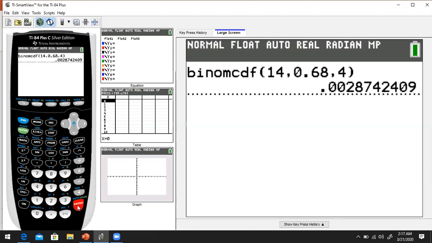So you can see that in this case, the probability is 0.0029. The probability is very low that in a group of 14 people, no more than 4 will say that they have never purchased organic fruits or vegetables. Now, you can see that this is less than 1%.